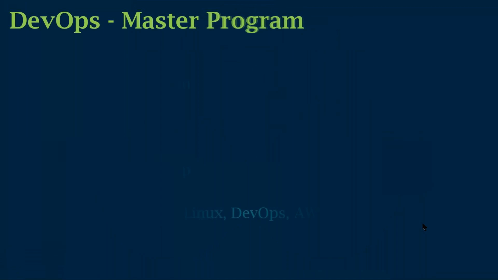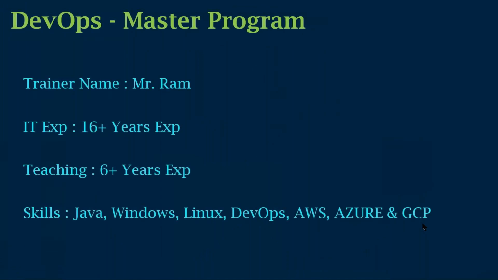My name is Ram. I have 16 plus years of experience in IT. For the last 6 plus years I'm teaching. I have teaching experience, and I'm working on multiple projects governed by the DevOps technologies. My skill sets are Java, Windows, Linux, DevOps, AWS, Azure, GCP. These are the skill sets I have. Okay, let's get started.